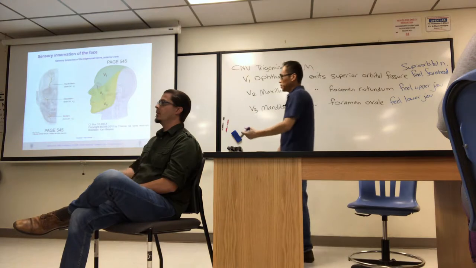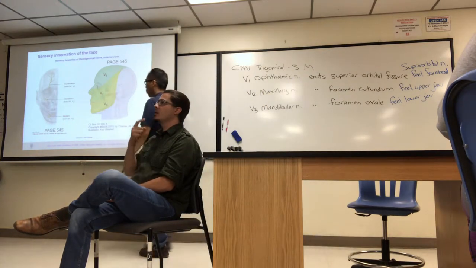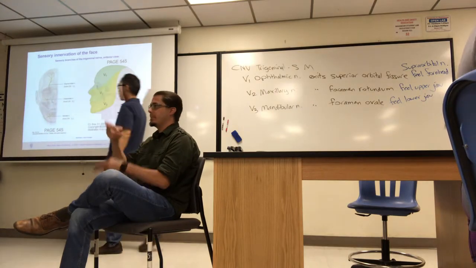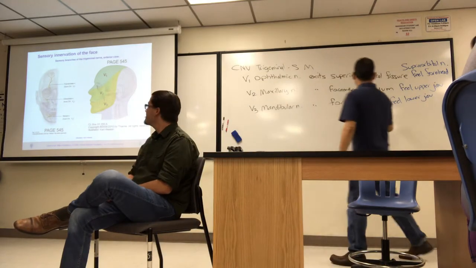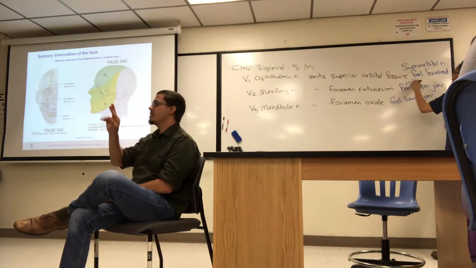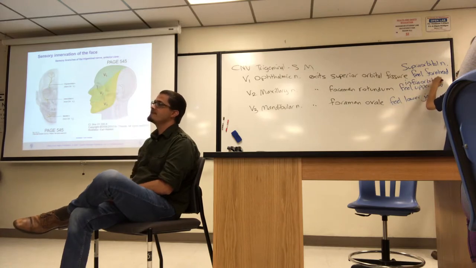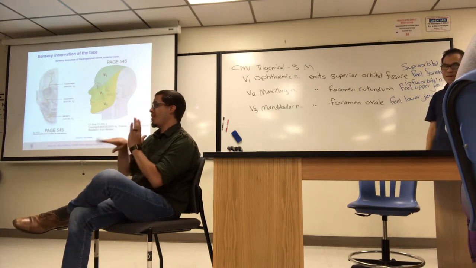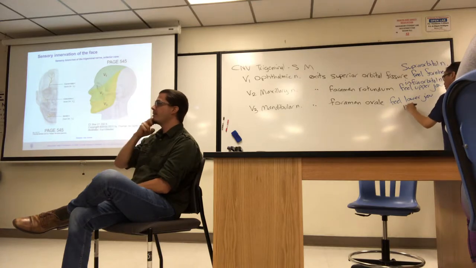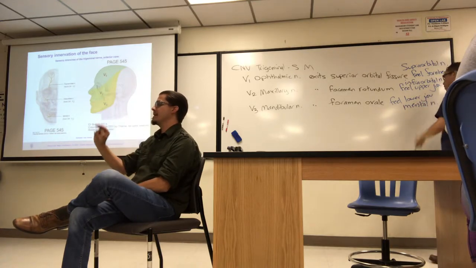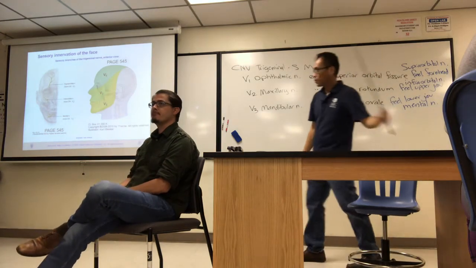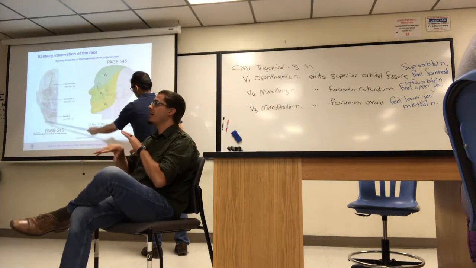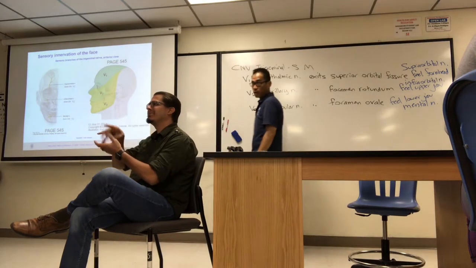And the branch of V2 that helps you feel your upper jaw is called the infraorbital nerve. It exits the foramen that has the same name, on the maxilla. Infraorbital nerve. There's a branch of V2. And then on the bottom there, it says mental nerve. It exits the mental foramen and helps you feel your lower jaw. So that's the mental nerve, exits the mental foramen. Think of it as a branch of V3, helps you feel your lower jaw.